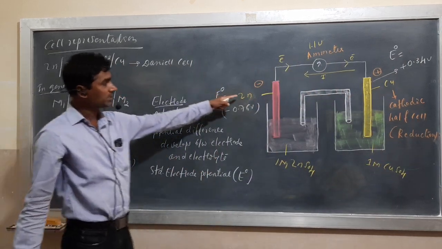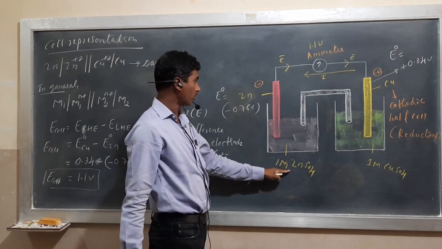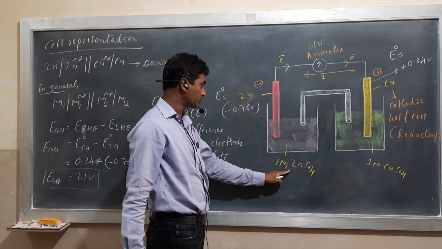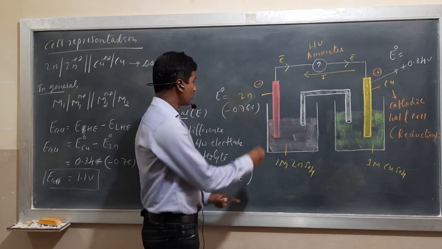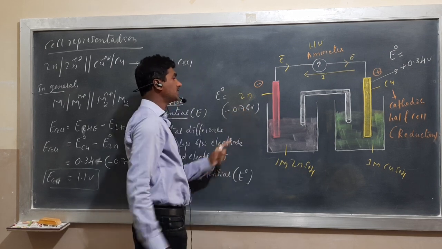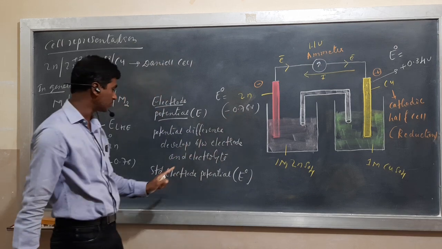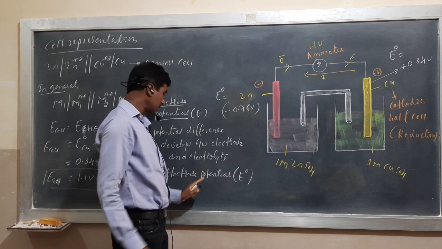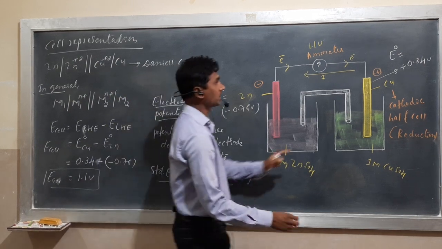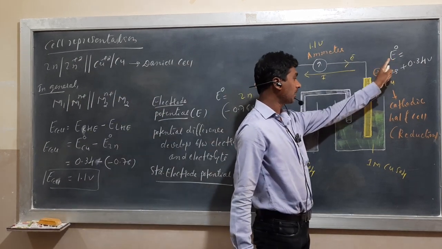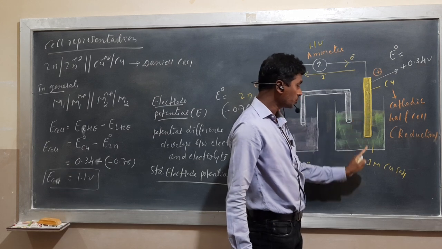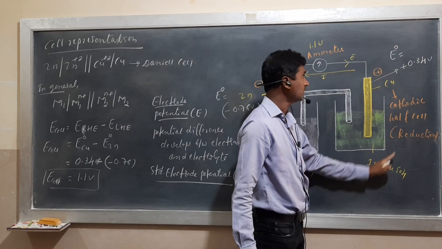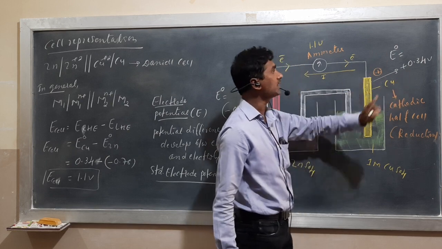It is the potential when the electrode is dipped in a solution of its own ion. The zinc electrode is dipped in 1 molar zinc sulfate solution at a temperature of 298 Kelvin. It gives a voltage of 0.76, so it is called the standard electrode potential. And for copper, when the copper electrode is dipped in a 1 molar concentration of copper sulfate solution, it gives an electrode potential that is called the standard electrode potential.